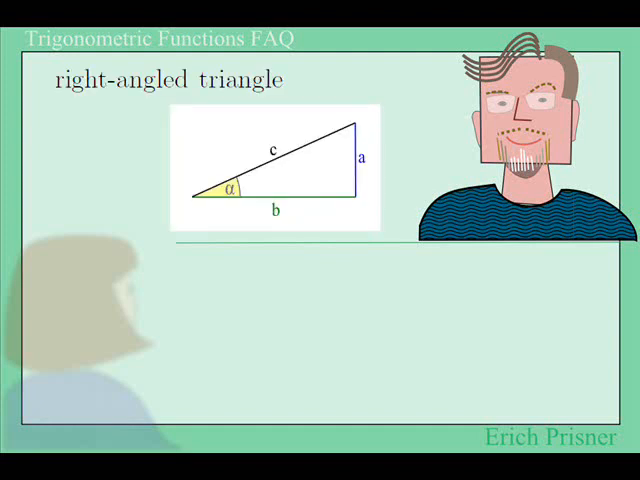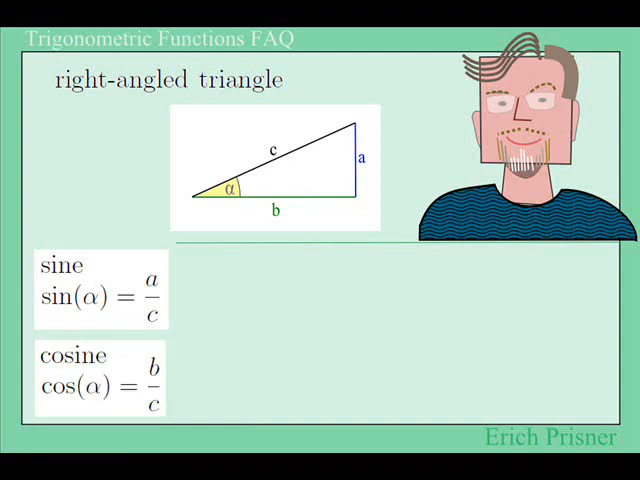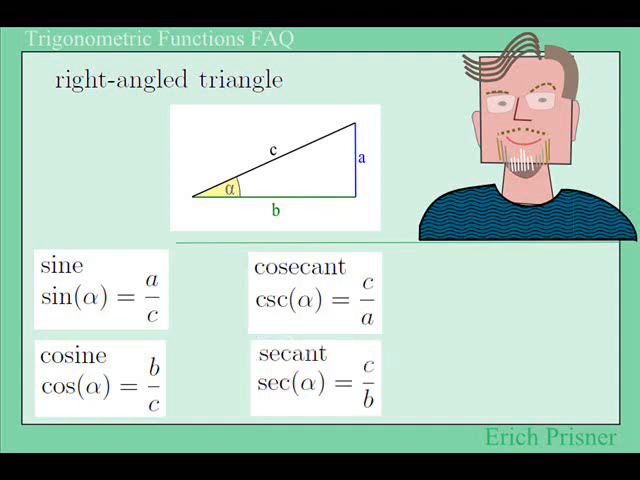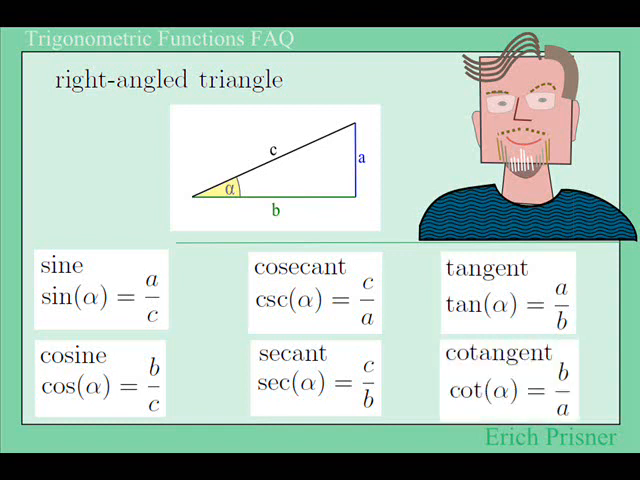Let C be the hypotenuse, let A and B be the other two sides of such a triangle, and let alpha be the angle between B and C. Then sine, cosine and the others of the angle alpha are defined as the 6 possible ratios of the side lengths. The sine of alpha is A over C, the cosine is B over C, the cosecant is C over A, the secant is C over B, and the tangent is A over B, and finally the cotangent is B over A.